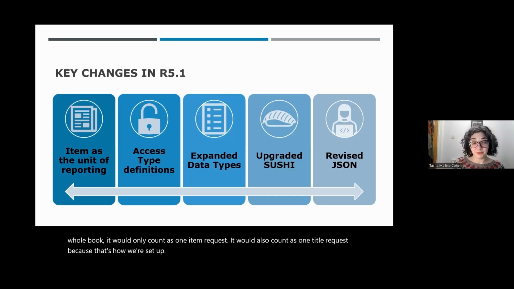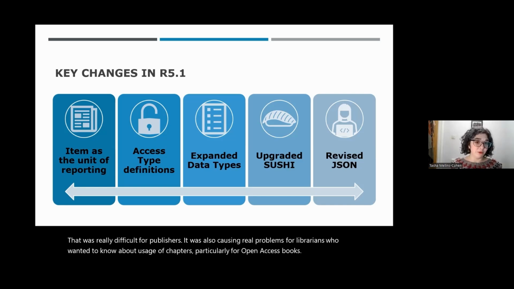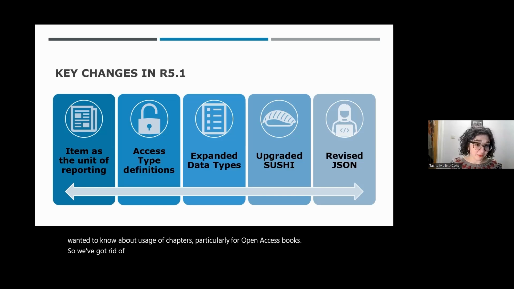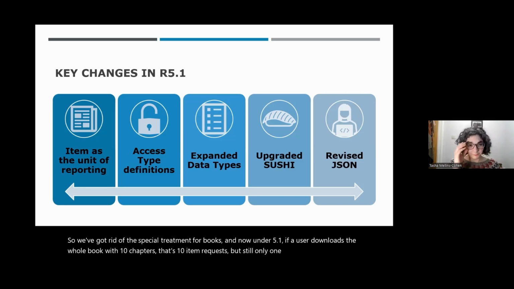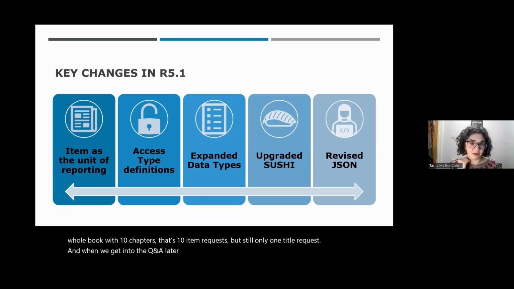That was really difficult for publishers. It was also causing real problems for librarians who wanted to know about usage of chapters, particularly for open access books. So we've got rid of the special treatment for books. And now, under 5.1, if a user downloads the whole book with 10 chapters, that's 10 item requests, but still only one title request. And when we get into the Q&A later, I'll dig out the media library link and send you that link.